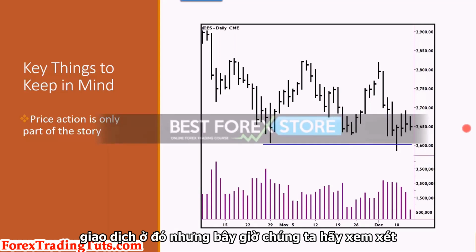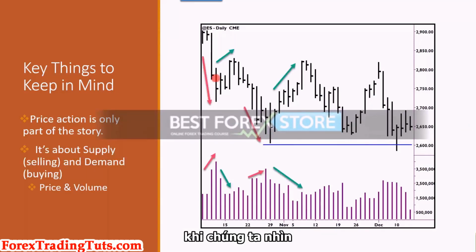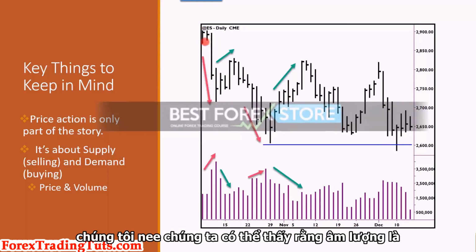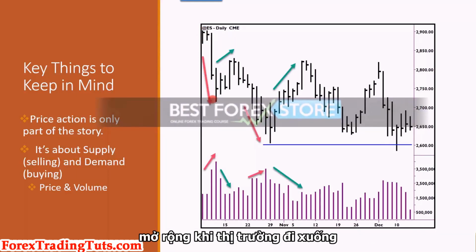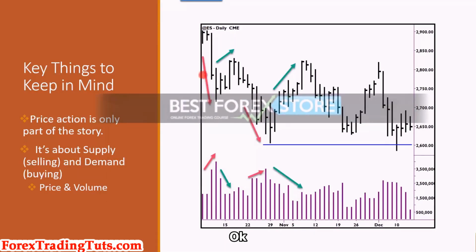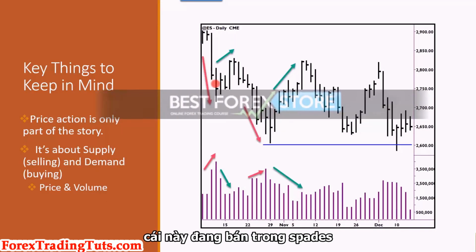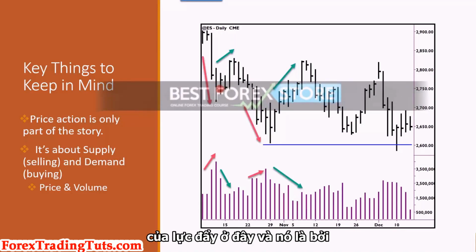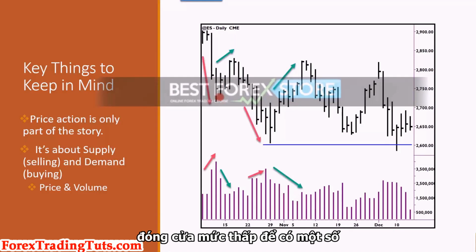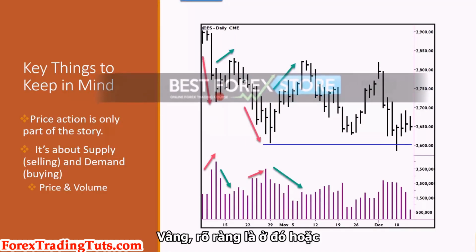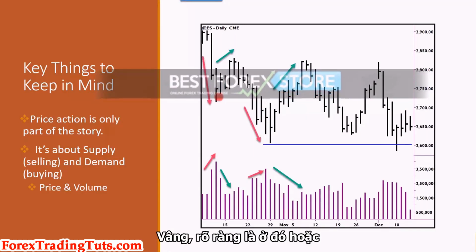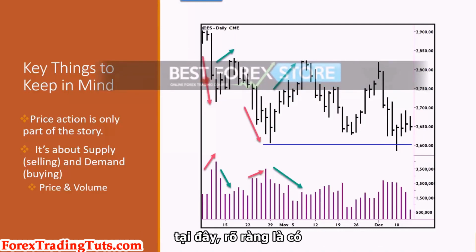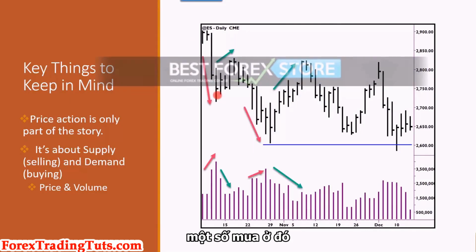But now let's take a look at this. As we look, we can see that volume is expanding as the market comes down. Okay, this is selling in spades. I understand there's a little shortening of the thrust in here, and it's closing off the low, so there's some buying coming in. Obviously that's there, or maybe not obvious to some of you, but when you get skilled at this, it becomes obvious that there's some buying there.